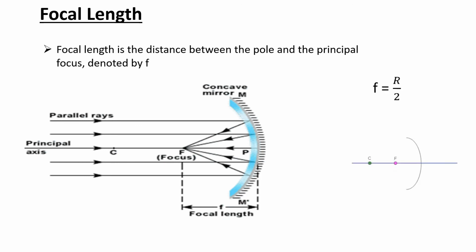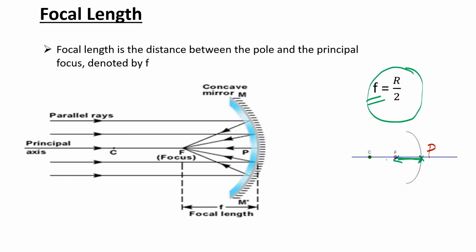f is equal to R by 2. f is the focal length, R is the radius of curvature. Radius of curvature is the distance between C and P, between the center of curvature and pole. That is radius of curvature. You can see principal focus lies at its center. Focal length f is this distance. Therefore, f is equal to R by 2.